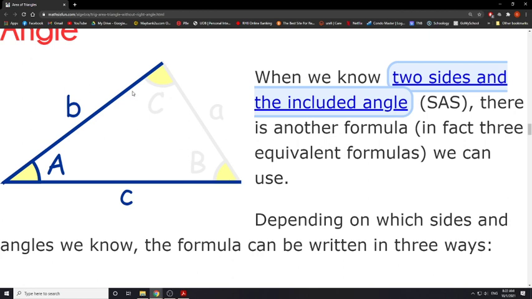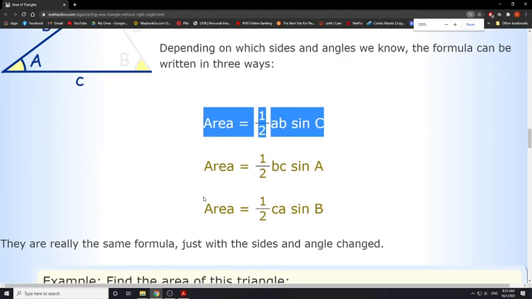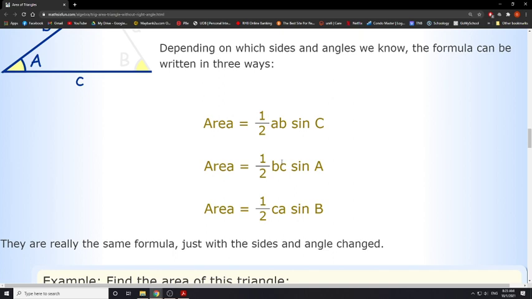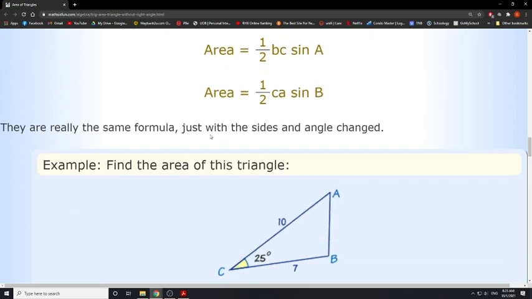So when we have two sides and the angle in between, if you can remember this, just remember SAS: side, angle, side. As long as you have side angle side, you will be able to use this formula, half ab sine C. Now, how do we use this formula?